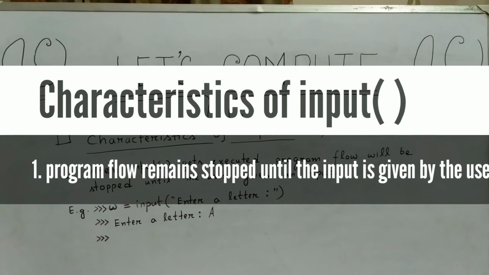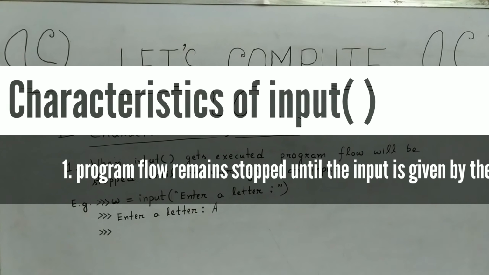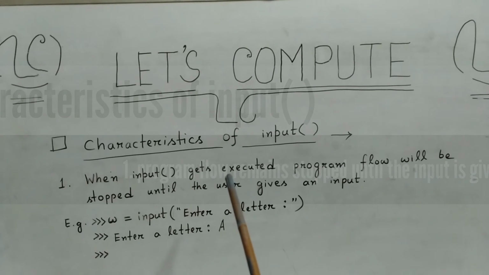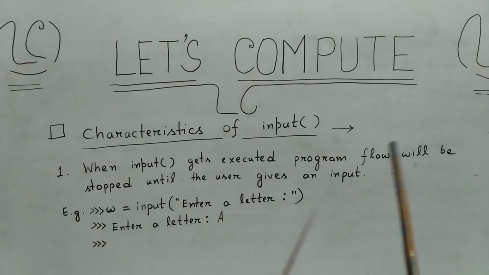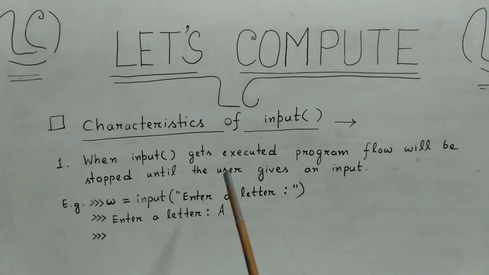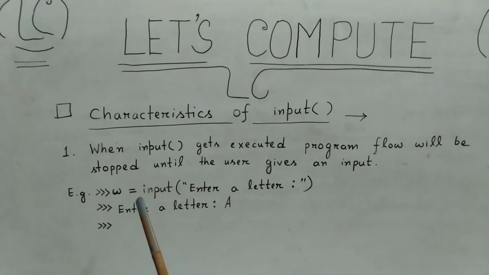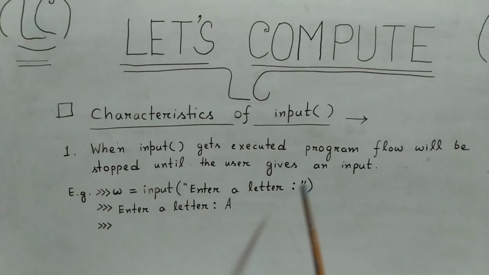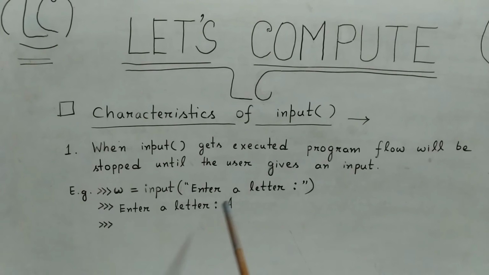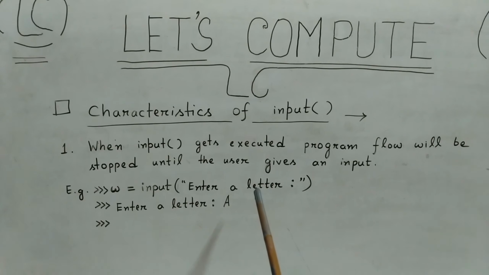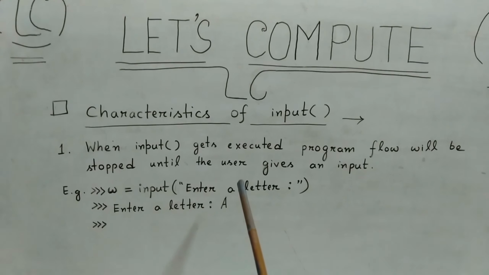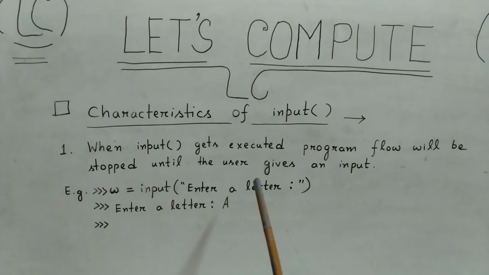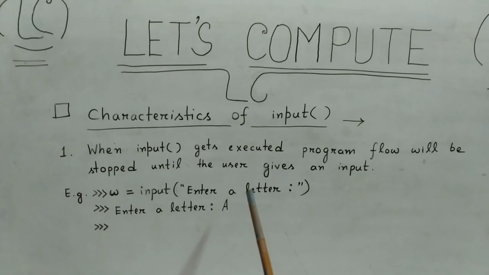Before using a function, we need to know the characteristics or features of that very function. Here the first point is whenever the function input gets executed, the flow of program would be stopped until and unless the user gives an input. Look at the example. w equals to input. The prompt message is enter a letter. Now the prompt message appears on the screen, and until and unless you enter your letter from the keyboard, the flow of program would remain stopped there. And once you give your input, the flow of program would go to the next statement.